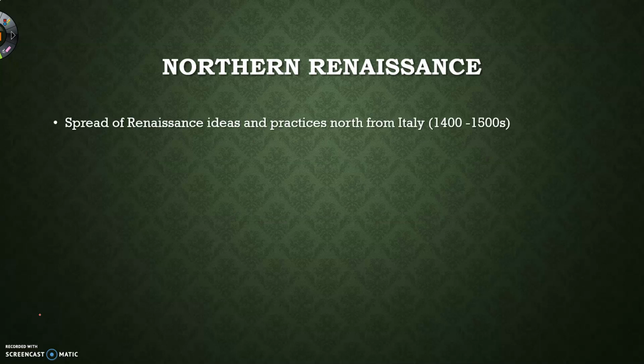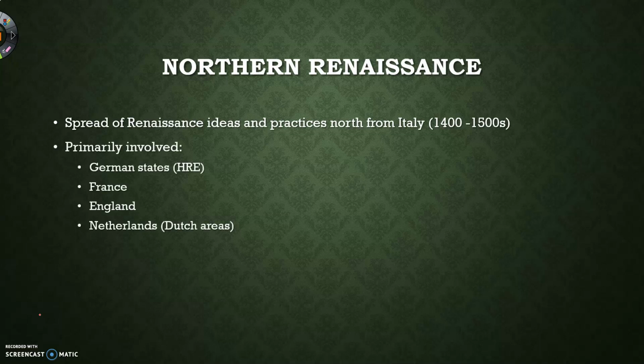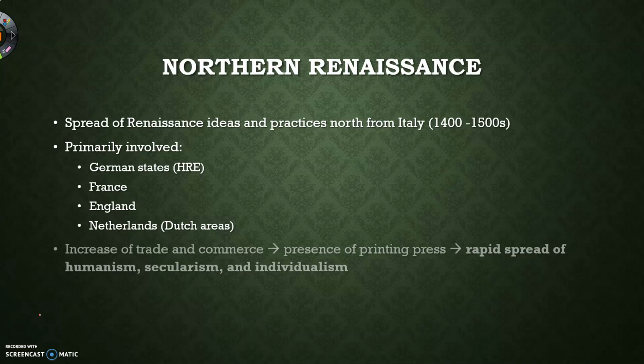So the Northern Renaissance basically takes the ideas from the Italian Renaissance and moves them up into Northern Western Europe. And that means that it's going to happen a little bit later than the Renaissance happening in Italy. So the Italian Renaissance begins in the 14th century. The Renaissance, as it spreads into the Holy Roman Empire, into France, doesn't really happen until the 15th and 16th centuries. And it usually involves the Germanic states, the Holy Roman Empire. I'm going to abbreviate that as HRE because I don't like having to write it out every time. It's going to move into France and England and into the Dutch regions, the Netherlands, the Low Countries.